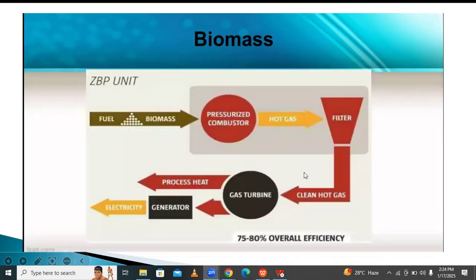How do we generate the electricity? This is a flow chart of how energy is generated by using biomass: biomass fuel, a pressurized combustor, hot gas, and filters, then a gas turbine, and we can generate the electricity. This is how to generate energy by using biomass systems.